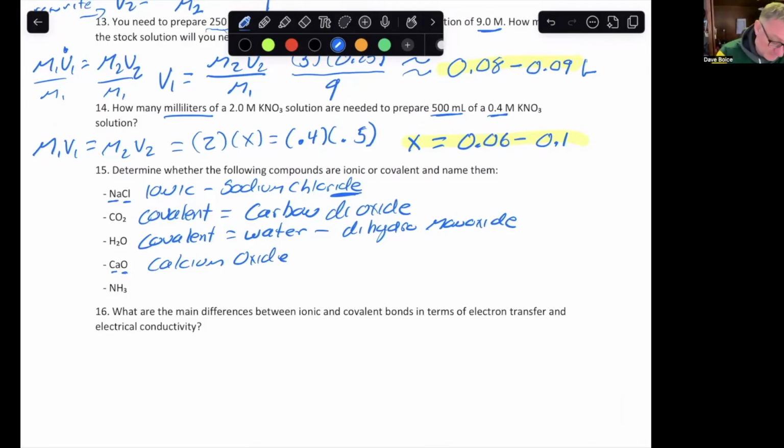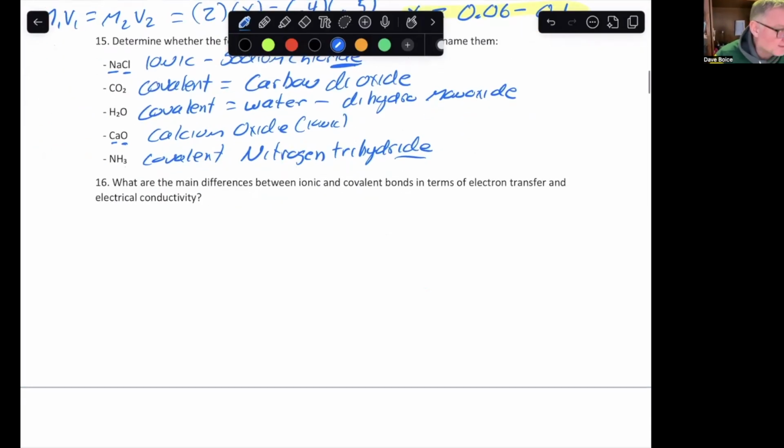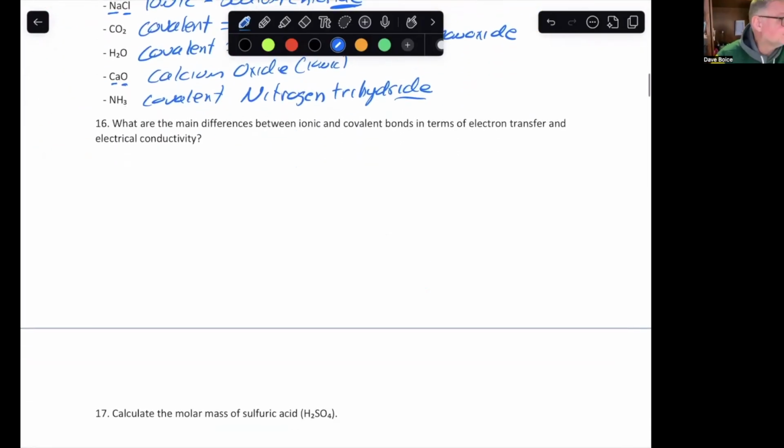NH3, non-metals. Okay, so this is covalent, not ionic. And I have one nitrogen and three hydrogens, so I'm going to call that nitrogen trihydride. So remember, we still use the ides. So nitrogen trihydride. If you were to go to a grocery store and look for this, they would call this ammonia. So there you go.